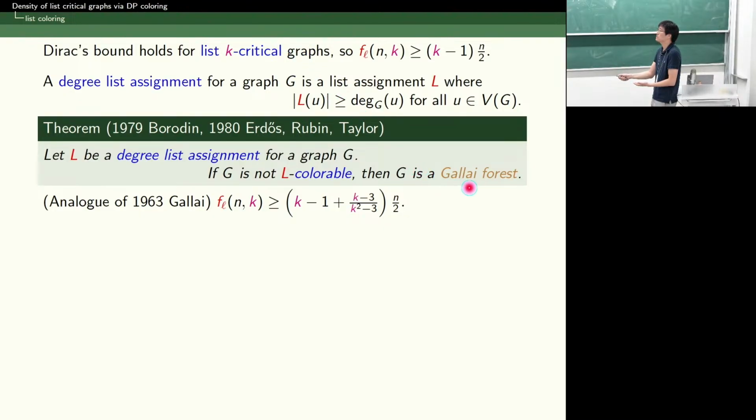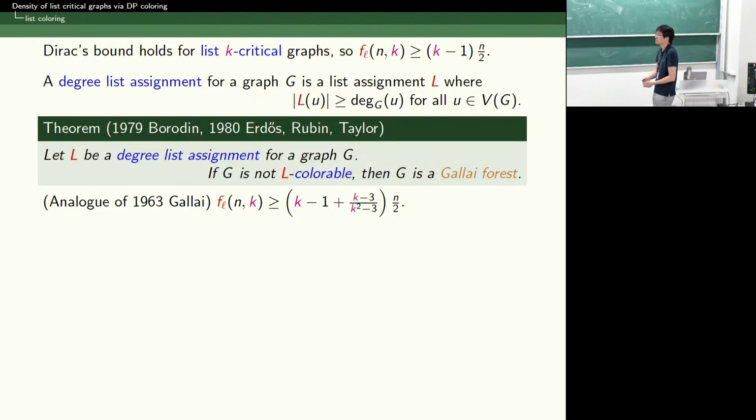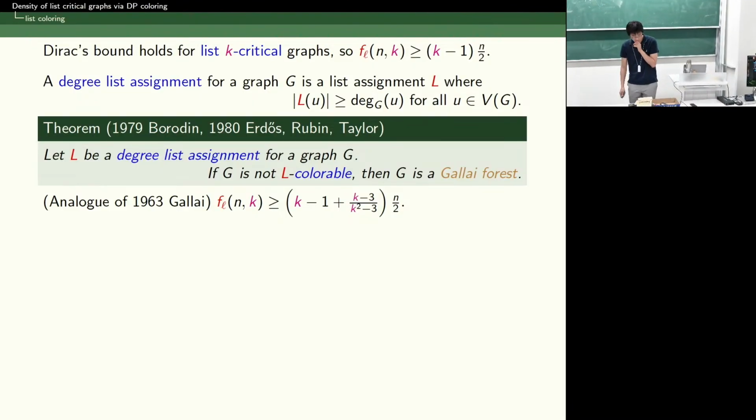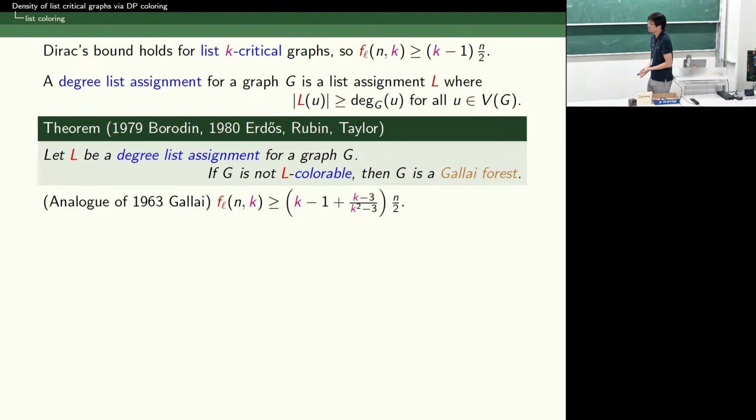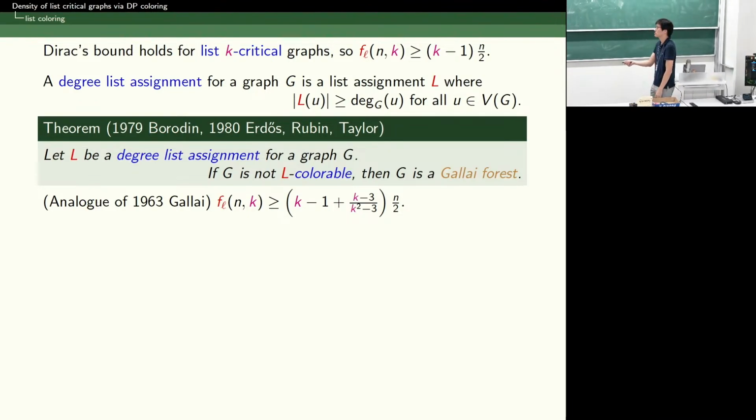And coincidentally, it's the same graph that we saw before. It's the Gallai forest. So using this structure theorem, you can obtain the same bound, right? Because the structure is the same. So Gallai, well, he didn't prove this because he was before list coloring was invented. But using the same arguments, because we know the density of these Gallai forests, the minimum number of edges satisfies this equation, which is the same as for proper coloring.